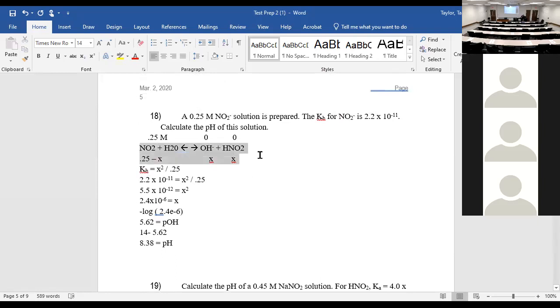But yeah, so for a base, you will be adding it to water, and it makes an OH and basically the base plus a hydrogen. So if you have this, then it makes an OH plus. And that then would be the conjugate, right? Yeah, this is the conjugate acid. Okay.